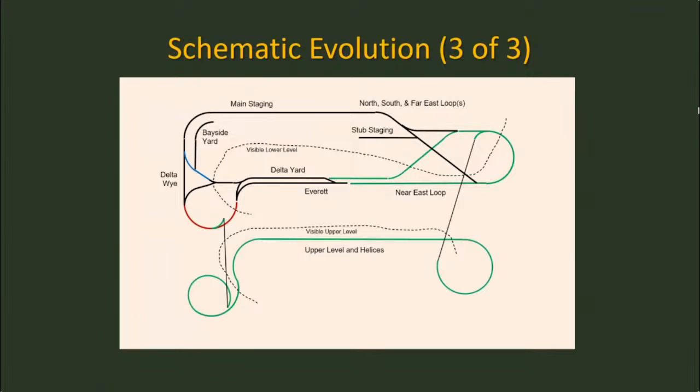So there's a lot of staging, a lot of hidden trackage, but it's all about staging trains in and out of Everett. So it's almost a British concept in that sense, where you've got a main focus of visible areas, and then off to the sides, ways to stage trains into that area.